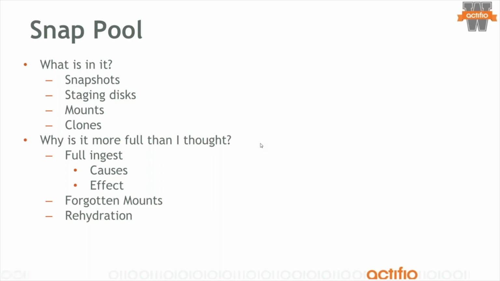As you know, after our first full ingest, we will then go to incrementals. And that's what that 20% overhead is there for. It's to catch those incrementals or those change blocks as they come in. Now, when we outgrow that, so we've been using the same staging disk for 90 days, we've outgrown the 20% overhead, what happens? That staging disk is actually copied.